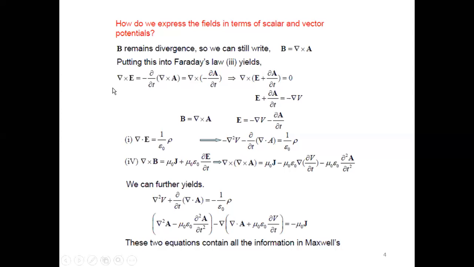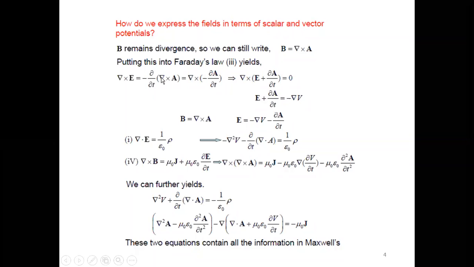So take the Faraday equation first: curl of E equals minus dou B over dou t. Put in B equals curl of A. Now the space and time derivatives can be interchanged, so we can write curl of minus dou A over dou t, and then take this whole term and take the curl common. So you will get curl of (E plus dou A over dou t) equals 0.